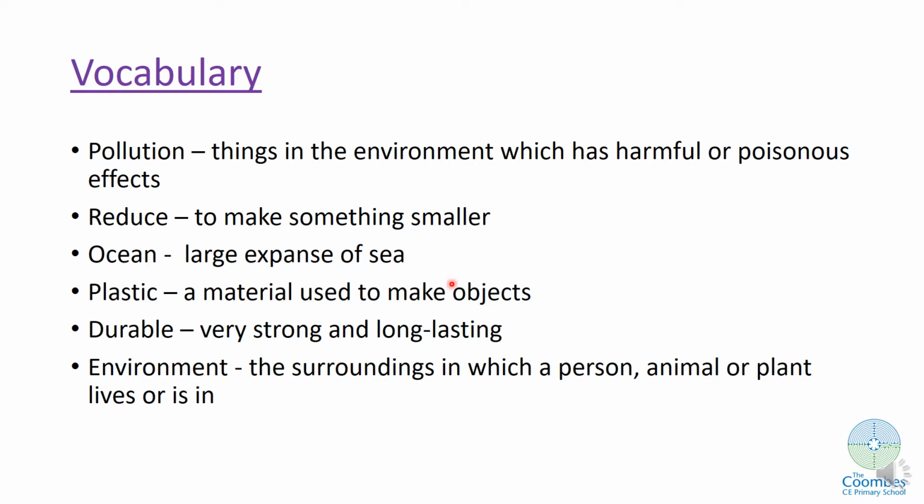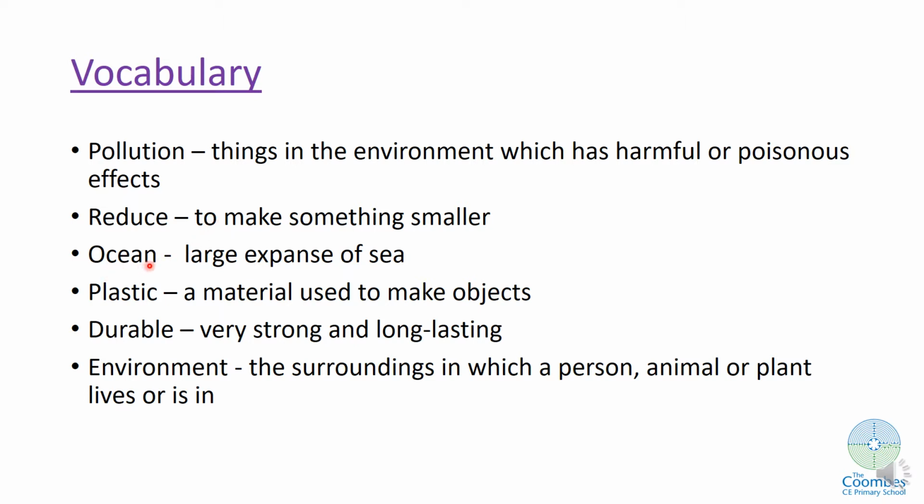So here we have the vocabulary slides that we talked through yesterday. So let's just recap these words so we just know what they mean. So pollution is when there is something in our environment that is harmful or poisonous, something that causes harm and damage to our environment. Reduce is when we want to make something smaller. So we want to reduce the amount of plastic pollution in our oceans.